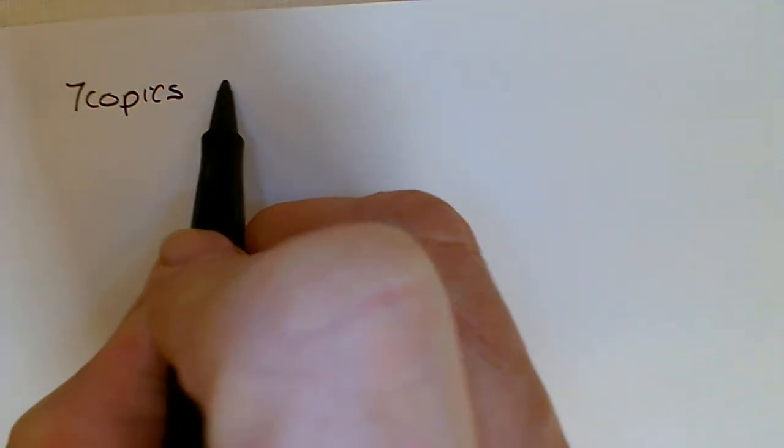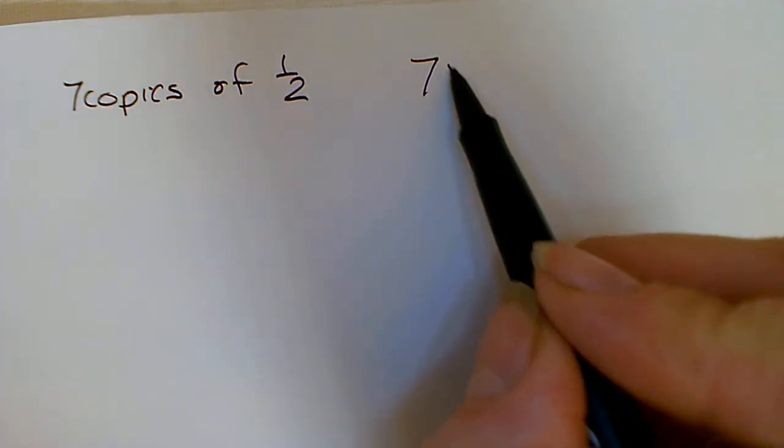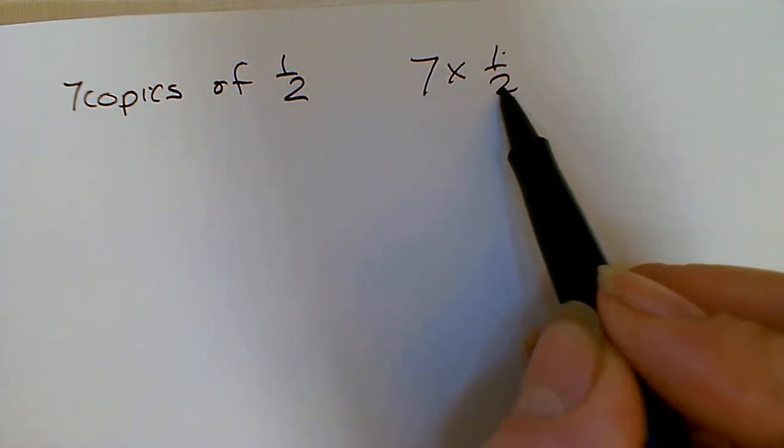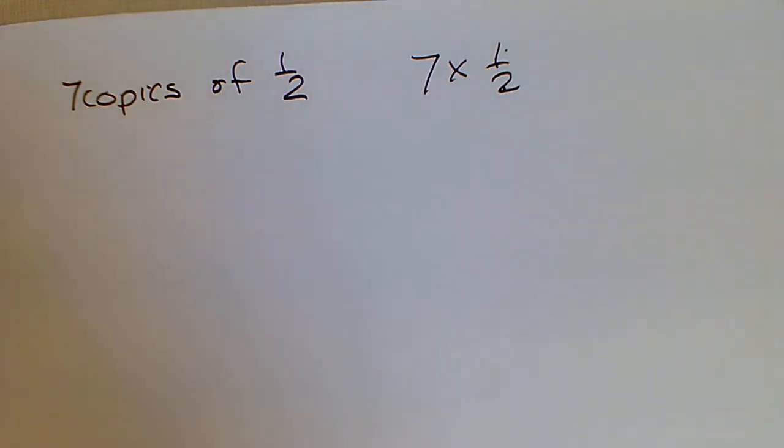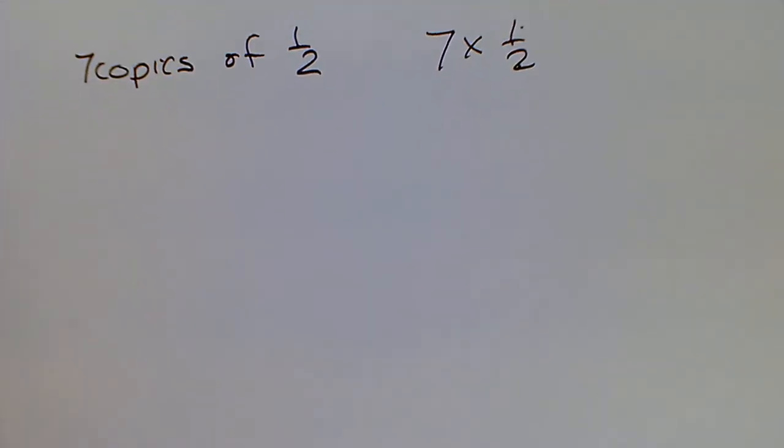And that was to do 7 copies of 1/2. So let's think about that really quick. If I want 7 copies of 1/2, another way to write that is 7 times 1/2, or 1/2 7 times. 7 copies of it just means 7 times of it. I need it 7 times. Let's write it out the long way.